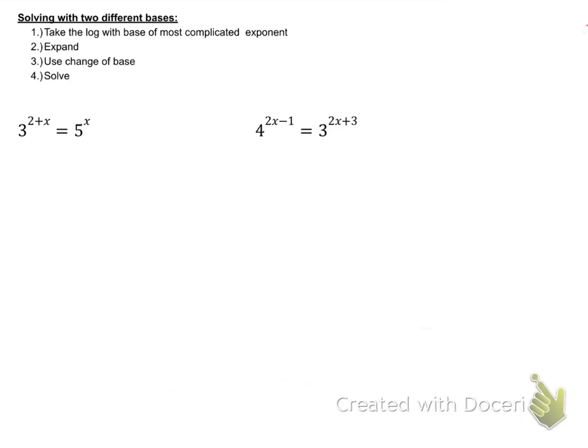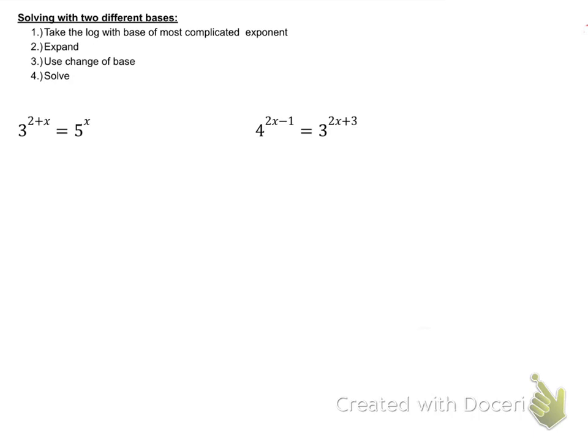So how do we accomplish this? We accomplish this by taking the log with the base of the most complicated exponent. So if I'm looking here, is 2 plus x or x more complicated? Well, there are more things in the 2 plus x, so therefore I will get rid of the 3 as a base. Now, it does actually not matter. You can choose whatever log you want. I would prefer that you get rid of the one that's more complicated, but you don't have to, because if you look at the next example over here, they're both fairly complicated, the same. So there are ways to do this without even having to worry about step number 1.